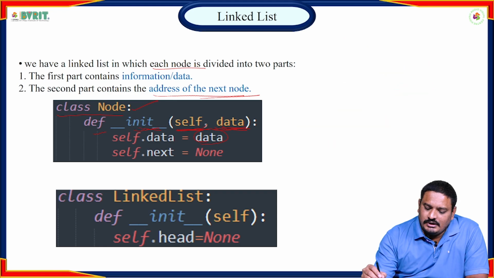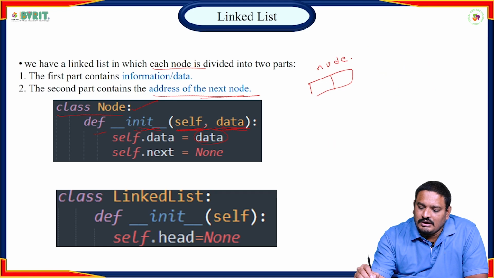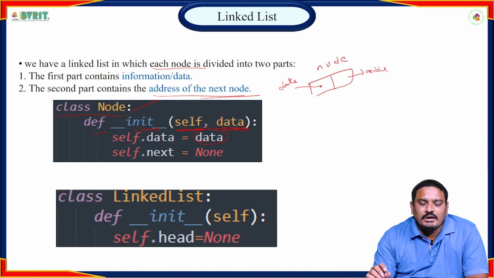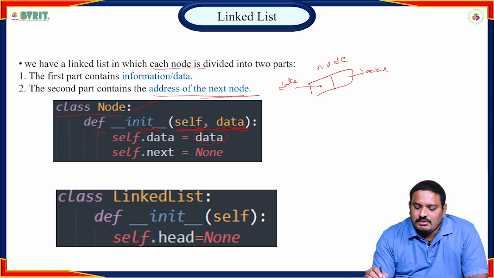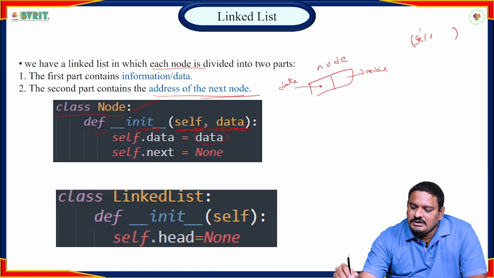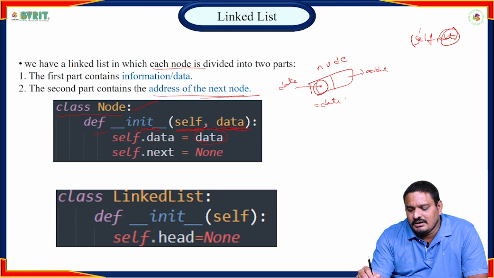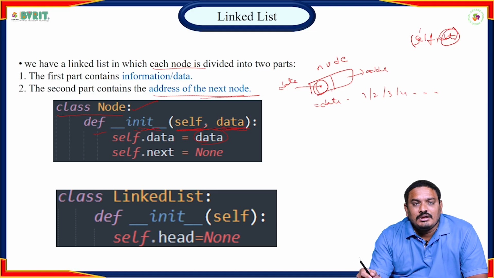See this one. Here first we are defining the node. This one is the node. The node has two parts. The first part is the data part. The second part is the address part. Here we can pass the parameters in that initialization function. The first one is self, data. Self.data equals some data, whatever the data is, either 1, 2, 3, 4 like that. Whatever data is available, that data will be passed as the parameter.